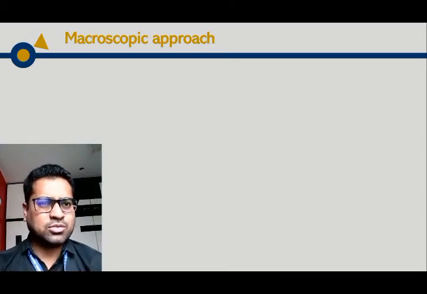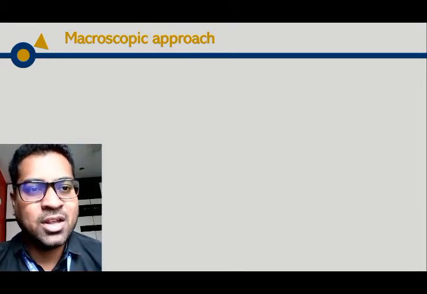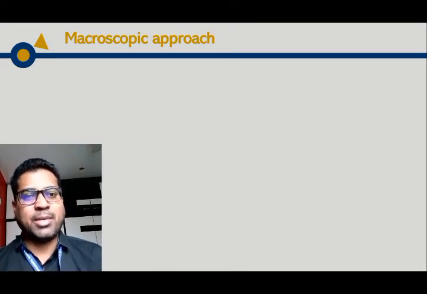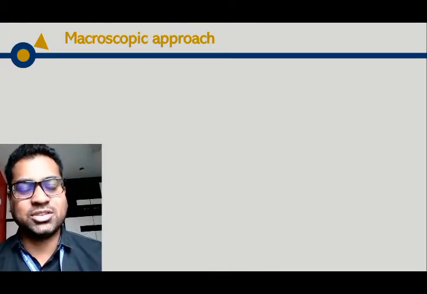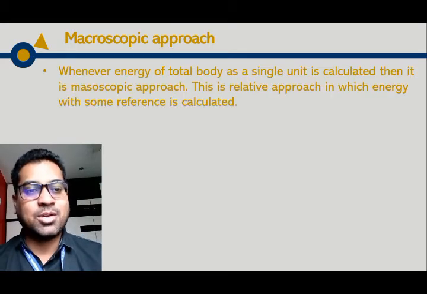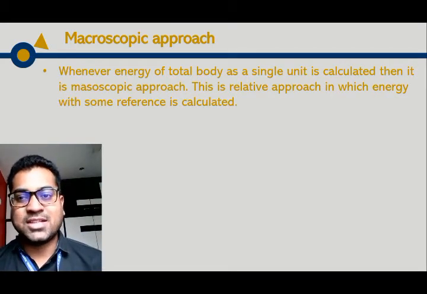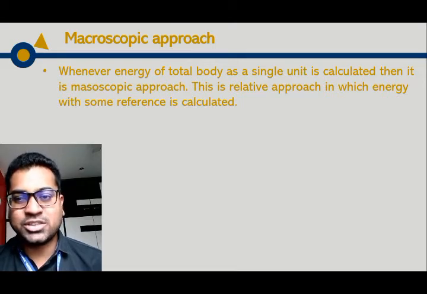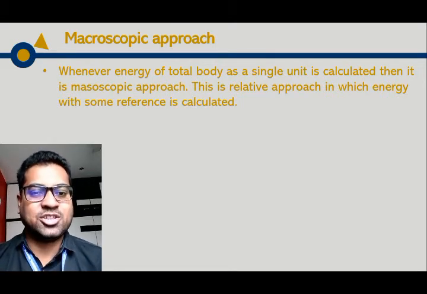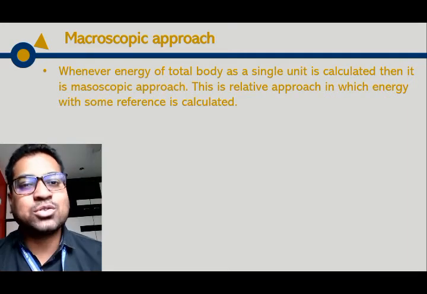We have already gone through the zeroth law of thermodynamics and temperature scales. Now let's discuss the macroscopic approach and microscopic approach in thermodynamics during measurement of energy. Whenever the energy of the total body as a single unit is calculated, it is the macroscopic approach. This is a relative approach in which energy is calculated with respect to some reference point. So this is about the macroscopic approach.